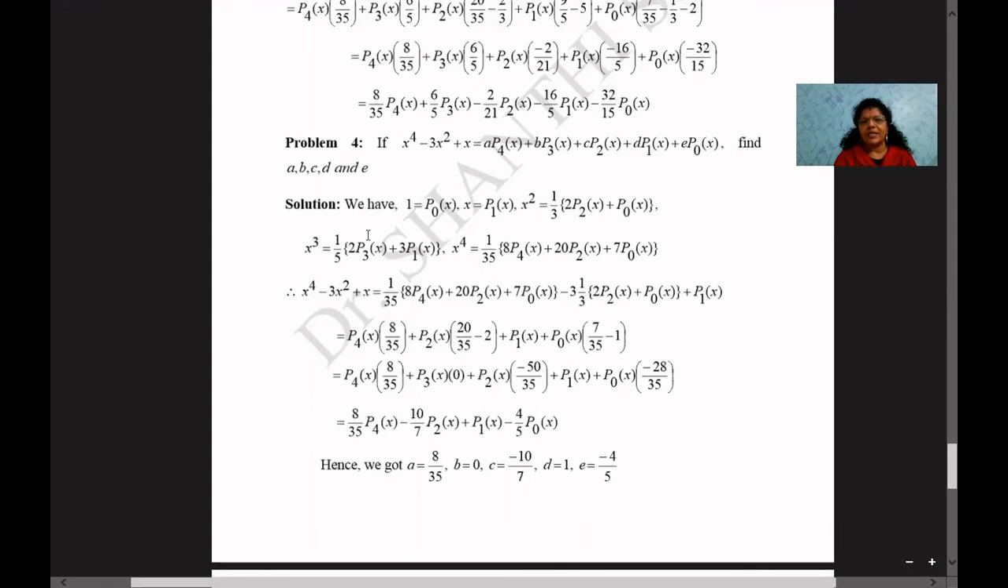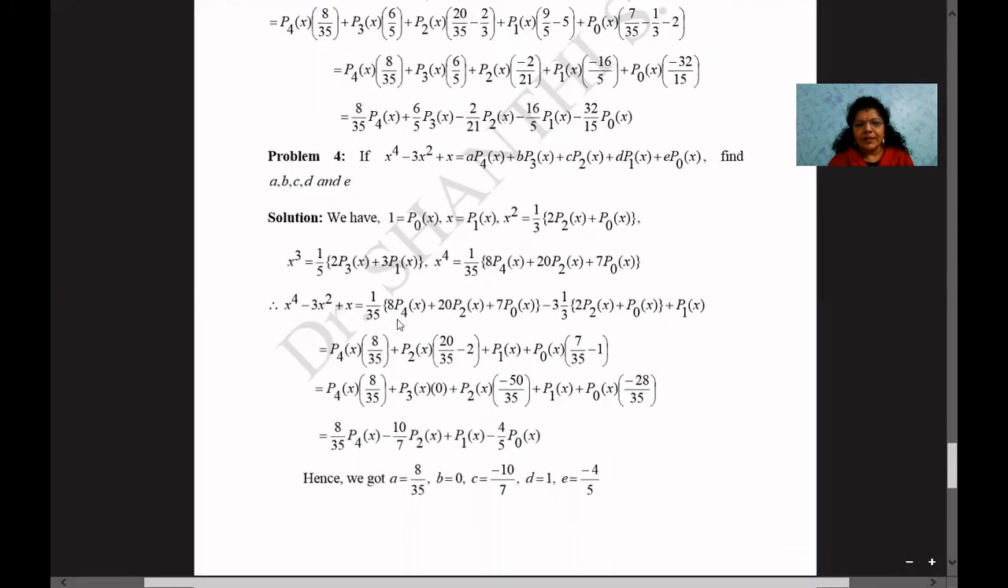The constant and x cube part is not there. Substitute, you will get this line. Now P4 of x, it's a fourth degree, so P4 of x exists, so I'm collecting it. Next one, P3 is not there, which I'm not collecting. P2 exists, so I'm collecting the P2 terms. P1 is there, so I'm collecting. P0 I'm collecting. Now P4 of x, how many P4 of x terms are there?